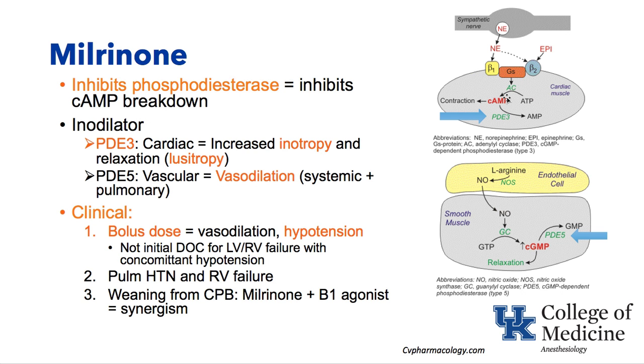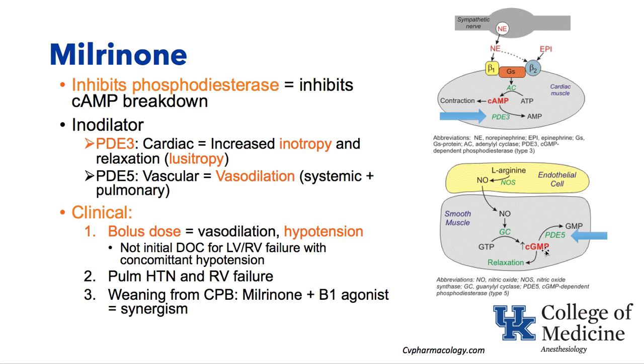Interestingly, via that mechanism, it also causes increased cardiac muscle relaxation, lusitropy, or diastolic function as we often think of it. PDE5, if we inhibit that, you can see in the graphic on the bottom, PDE5 inhibition increases cyclic GMP, and in the systemic vasculature and the pulmonary vasculature results in vasodilation.